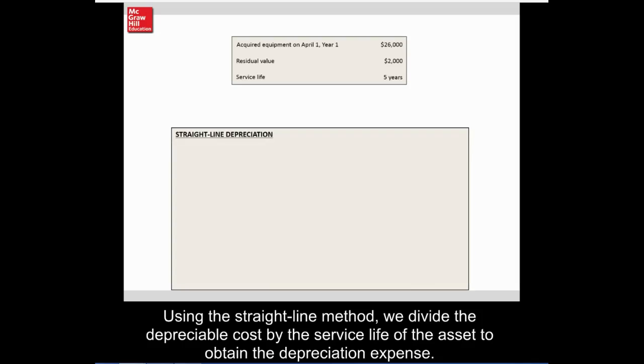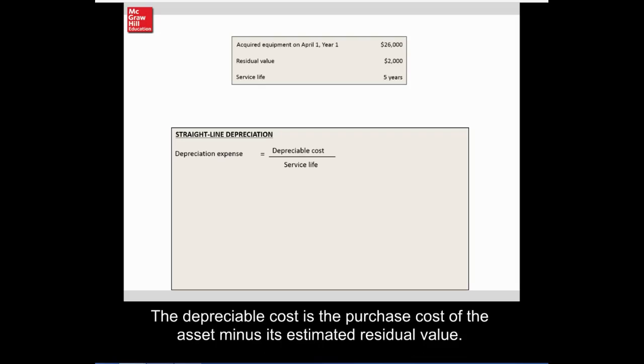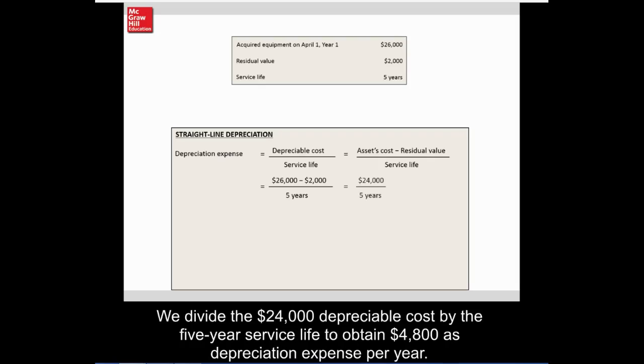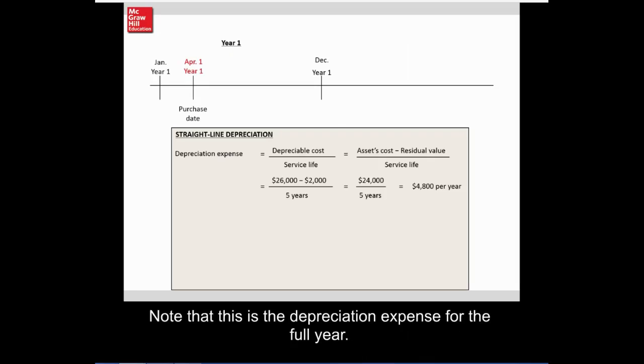Using the straight line method, we divide the depreciable cost by the service life of the asset to obtain the depreciation expense. The depreciable cost is the purchase cost of the asset minus its estimated residual value. In this case, the depreciable cost is the difference between the $26,000 cost of the asset and the $2,000 residual value. We divide the $24,000 depreciable cost by the 5-year service life to obtain $4,800 as depreciation expense per year. Note that this is the depreciation expense for the full year.